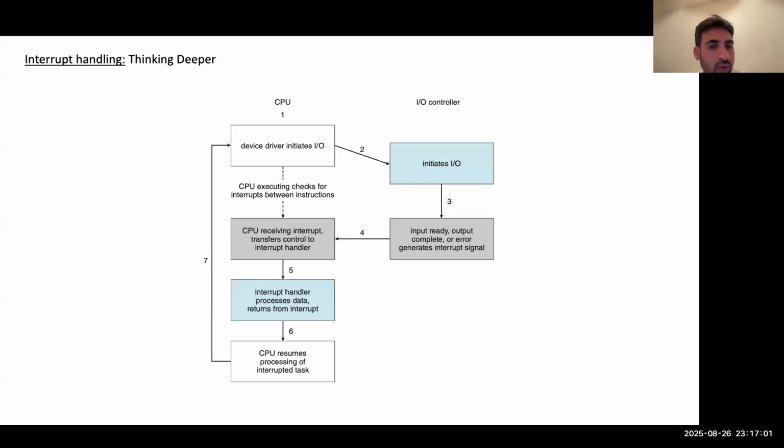But let's try to have a deeper look at this figure or this timeline, right? For example, how does the CPU know an interrupt is raised? Earlier, in the previous slide, we were asking how the CPU knows that the device controller has completed its job. And we said that it is by means of interrupts. But how is that interrupt signal itself sensed by the CPU, right?